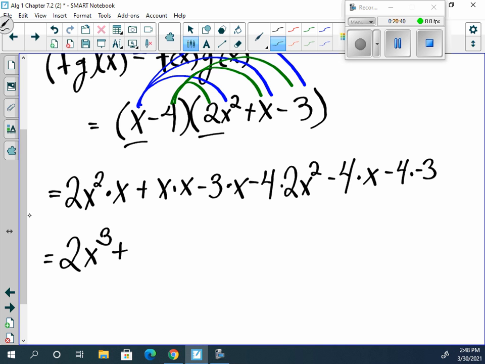Plus, well, x times x would be x squared, because x times x will be x squared. Now, the next one here, negative 3 times x, is, well, negative 3x. Any questions on these first three?